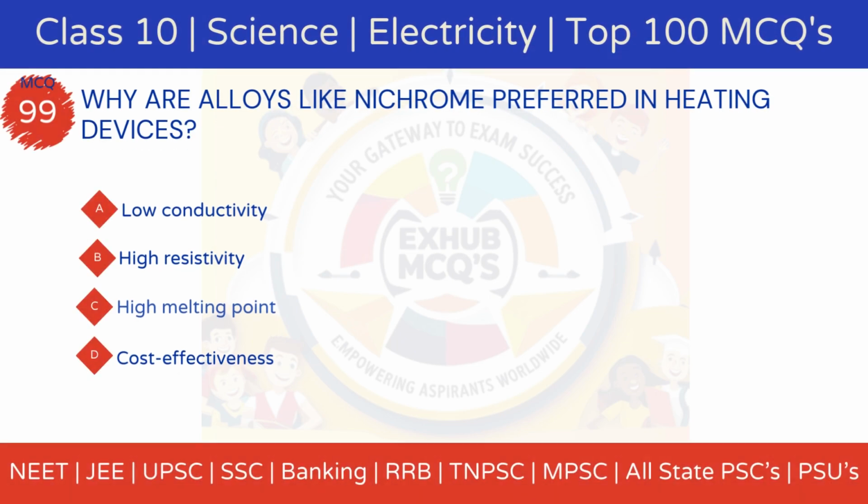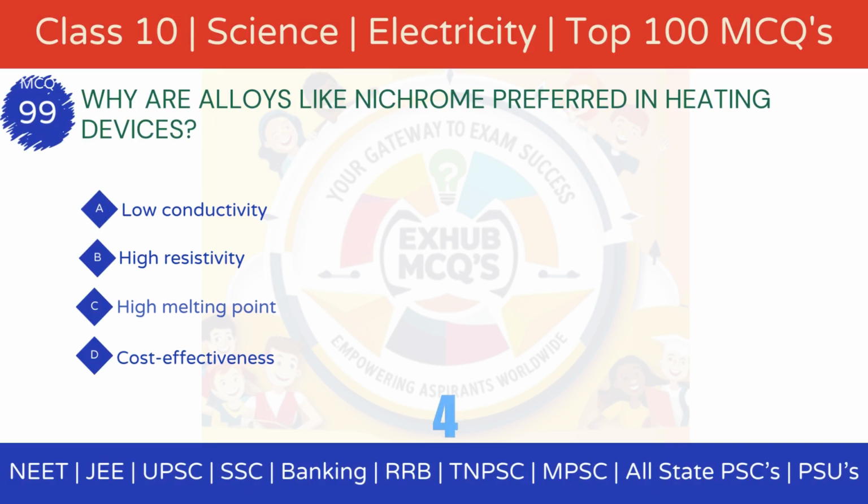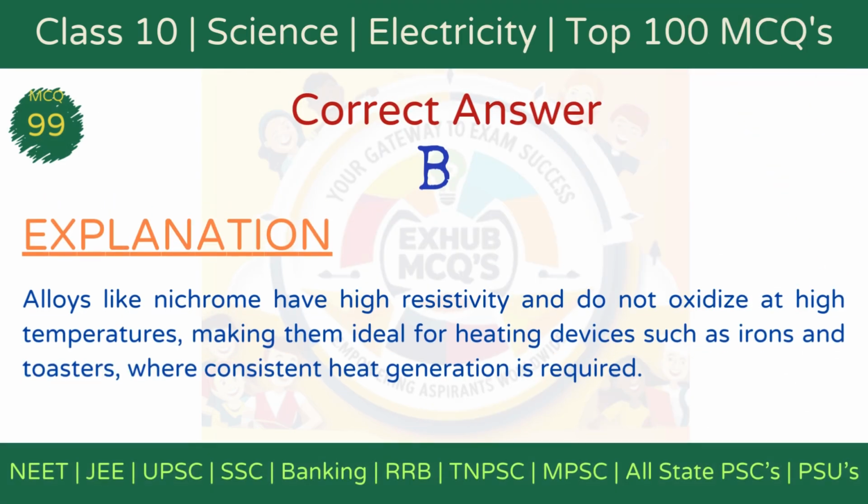MCQ 99. Why are alloys like nichrome preferred in heating devices? Option A, low conductivity. Option B, high resistivity. Option C, high melting point. Option D, cost effectiveness. The correct answer is option B, high resistivity.